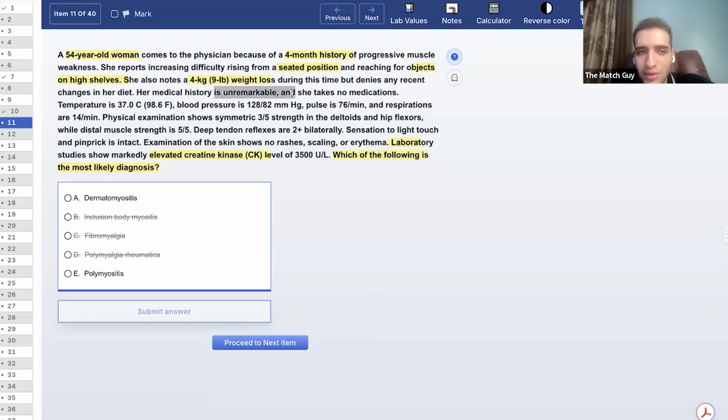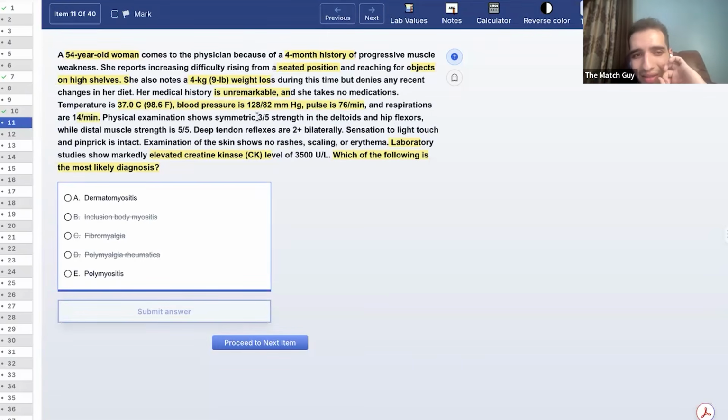Her medical history is unremarkable. She takes no medication. Everything is fine in the vitals. I need to go with my eyes very fast. I am not reading it in details. Very fast. Temperature is fine. It's not an infection. Blood pressure is fine. Pulse is fine. Very fast. Okay. And respiration is fine.